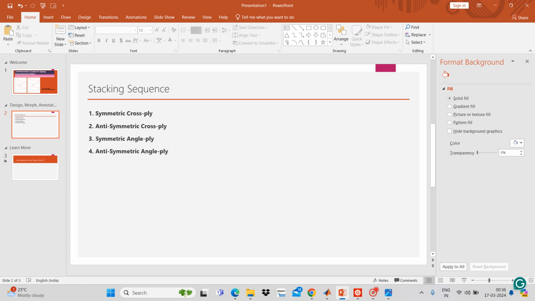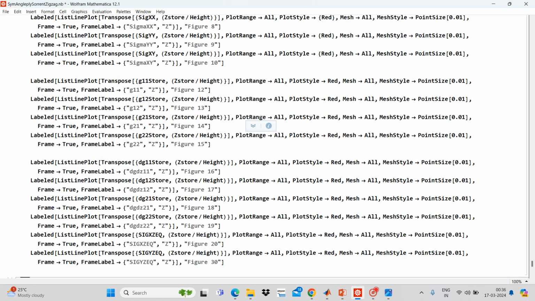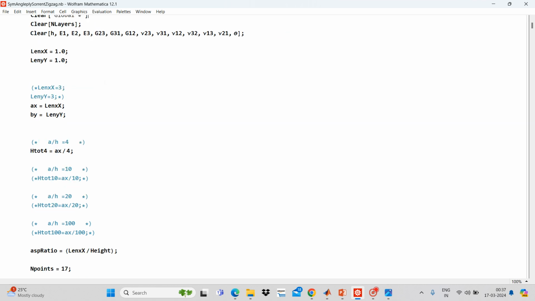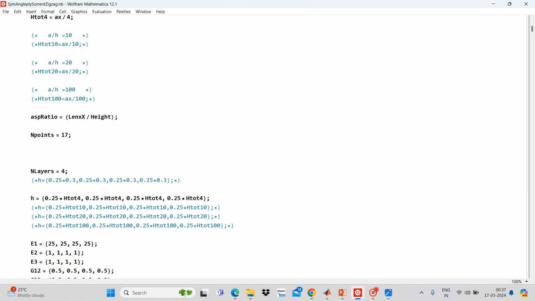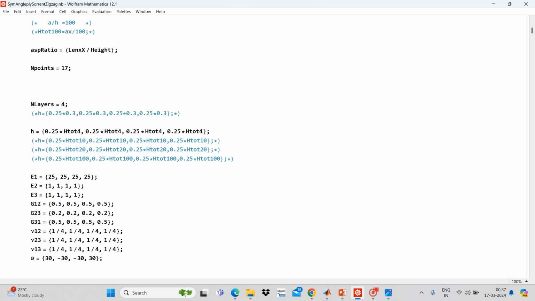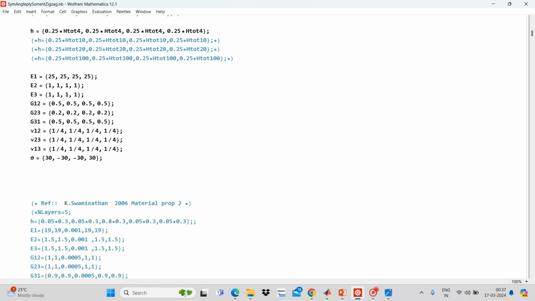Now we will see the symmetric angle ply. So let's see the symmetric angle ply. Okay. This is the symmetric, I think it is not cross-ply, it's angle ply. And length along X, length along Y, it's also okay. Theta is 30, minus 30, minus 30, and 30. So 4-layer and symmetric angle ply laminate. Okay, and material properties are given here.